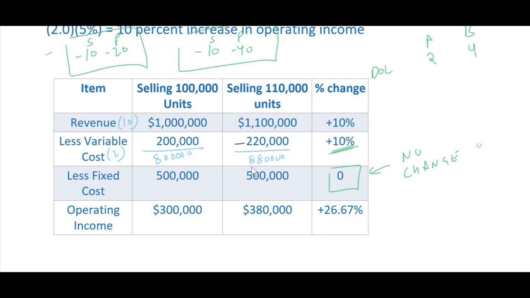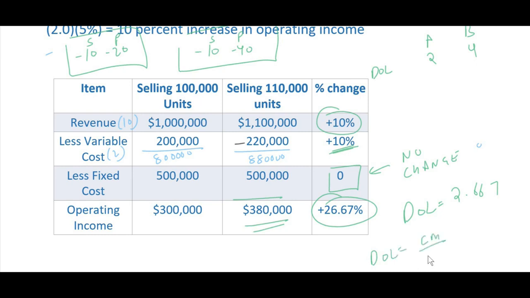And my operating profit, if I compute 8,80,000 minus 5 lakh, that is 3,80,000, and my operating income is 3,80,000, and the percentage change in the operating income is 26.67. So if my sales increase by 10%, my operating income has increased by 26.67%. So I can easily say my DOL is 2.667.